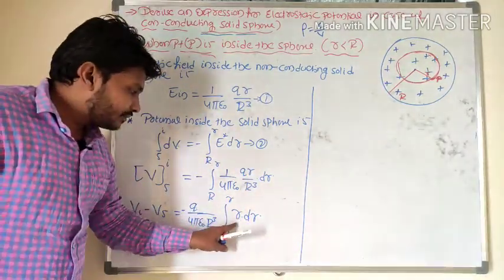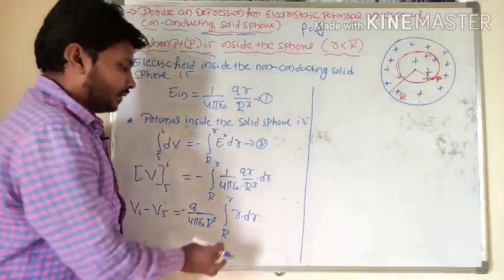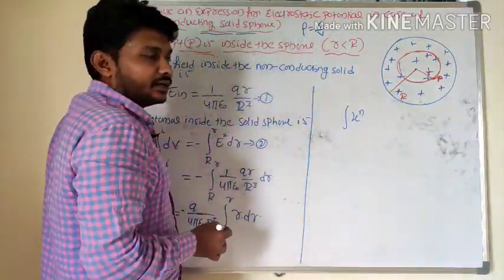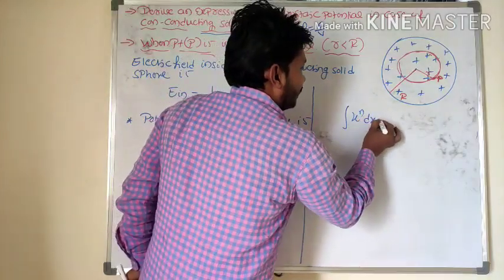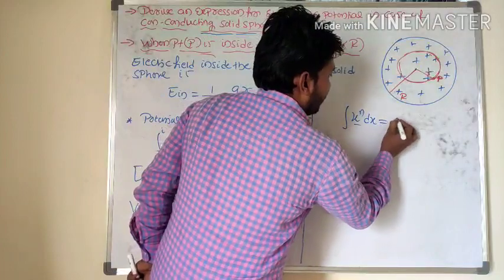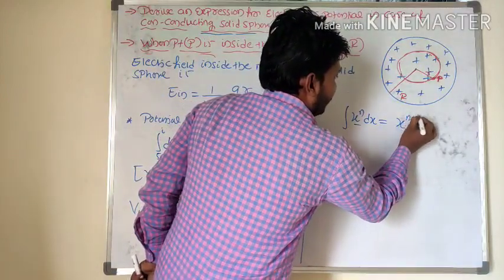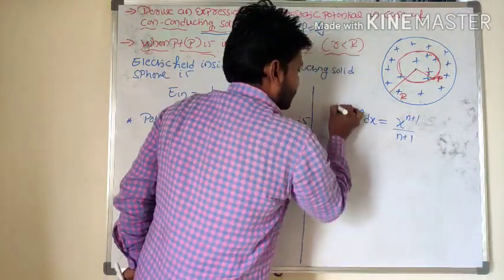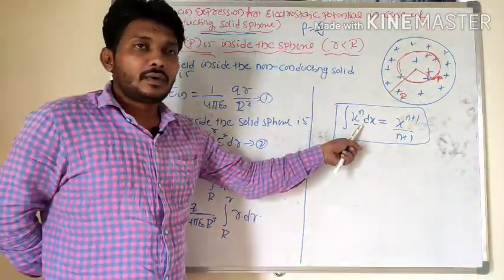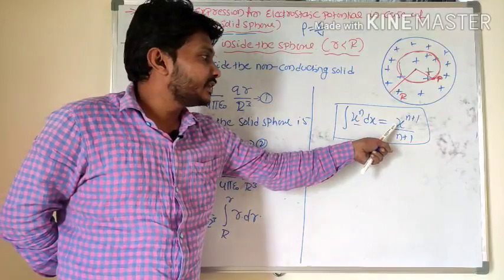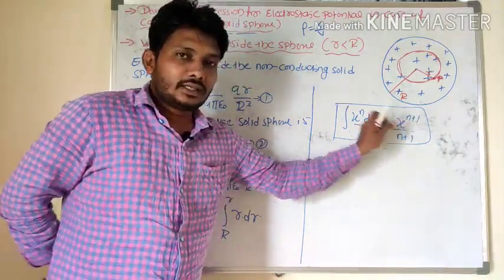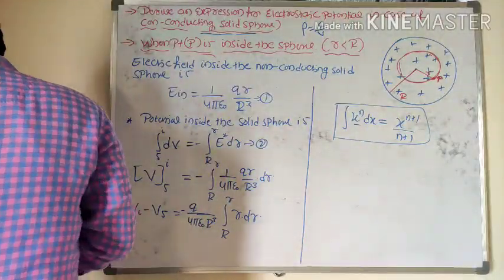So integration of r into dr means integration of x to the power of n into dx. What is the generalized formula for this equation? x to the power of n plus 1 divided by n plus 1. Integration of x to the power of n into dx is equal to x to the power of n plus 1 divided by n plus 1 here. So hope you understand till now.